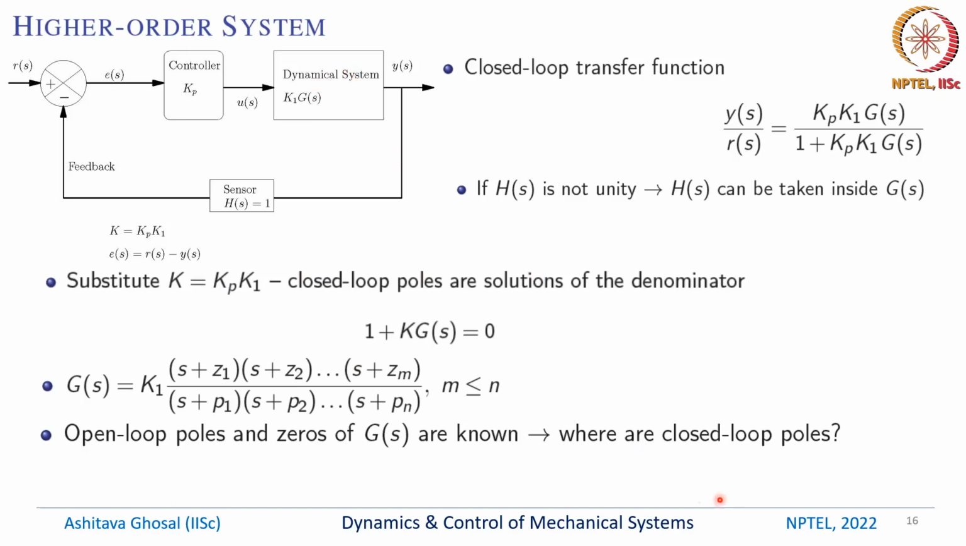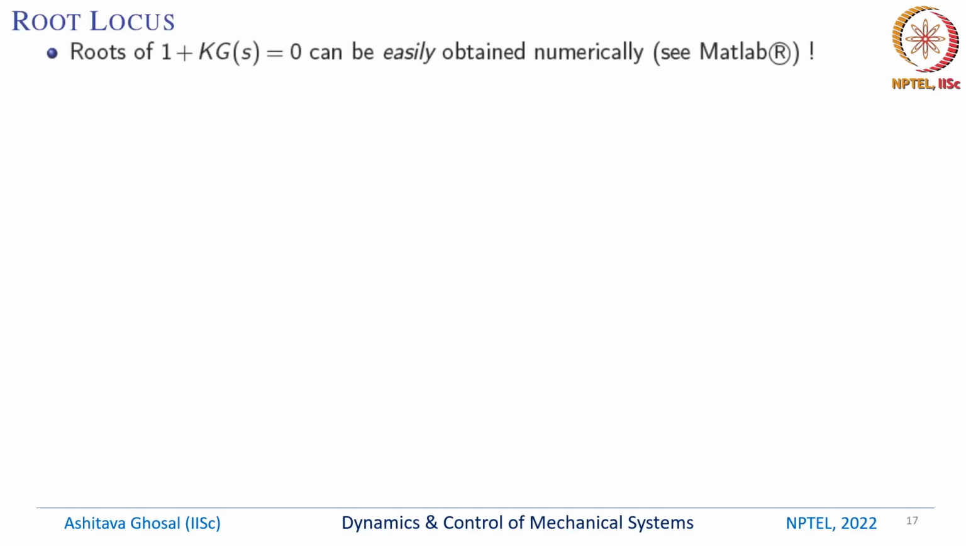So question is, where are the closed loop poles? And that is basically the root locus technique. So we can use root locus to find the closed loop poles given the open loop poles and the zeros. So the root locus is basically the roots of the denominator polynomial 1 plus K into G(s) equal to 0. Nowadays, with powerful computers and software such as MATLAB, we can very easily find them numerically.